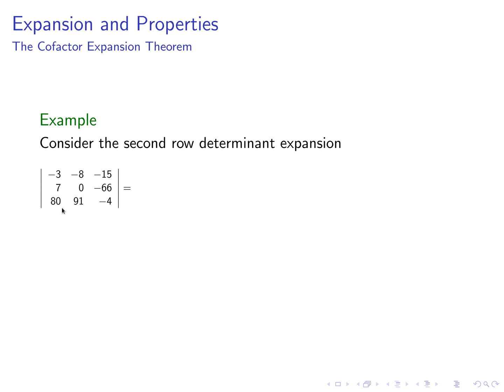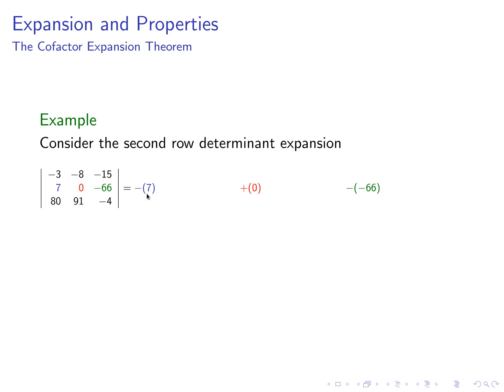So here we have a 3 by 3 determinant, and we're going to show what it looks like to use the second row to calculate the determinant. The second row of this matrix consists of the numbers 7, 0, and negative 66. So in our 3 terms for the determinant, we are going to have 7 scaled by plus or minus 1, 0 scaled by plus or minus 1, and negative 66 scaled by plus or minus 1.